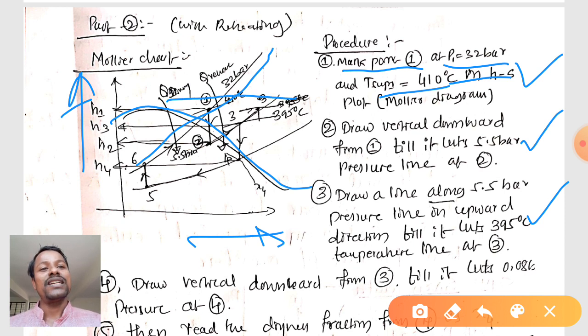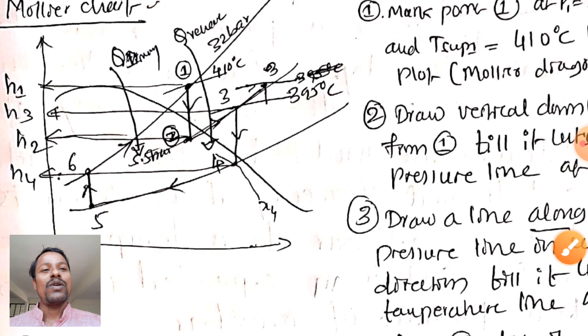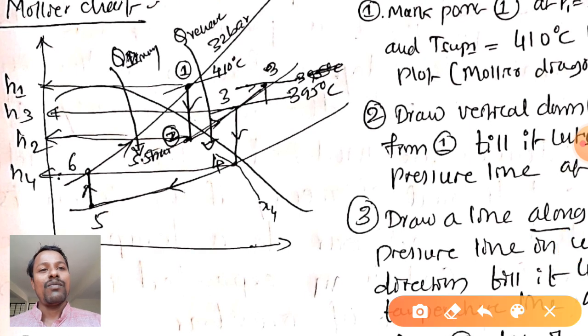So wherever both intersect, I need to write state point 1. So this is the state point 1 that we have marked on this. After that, the steam undergoes isentropic expansion. So a vertical straight downward line should be drawn until it cuts the reheat pressure line.